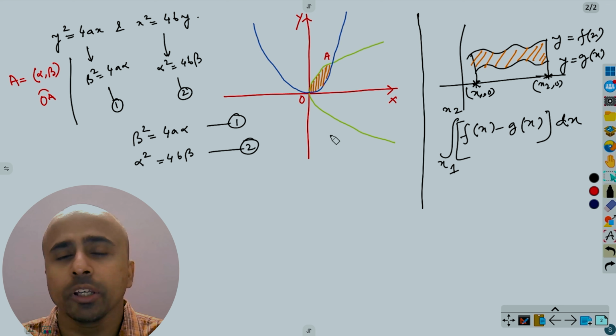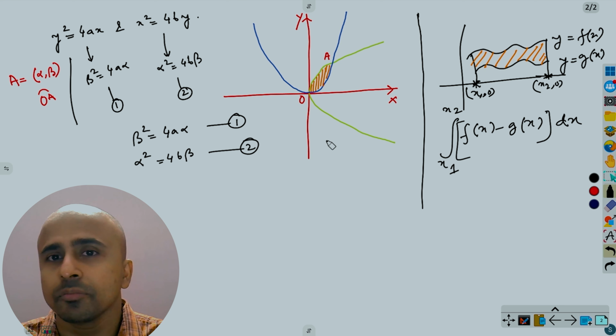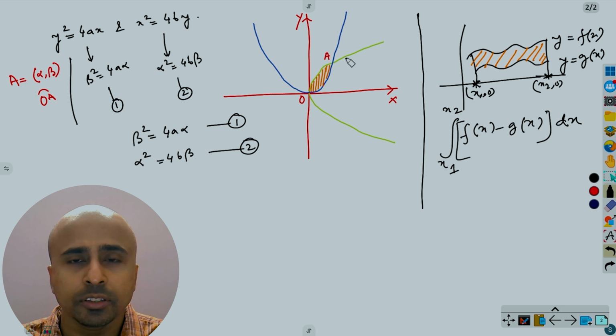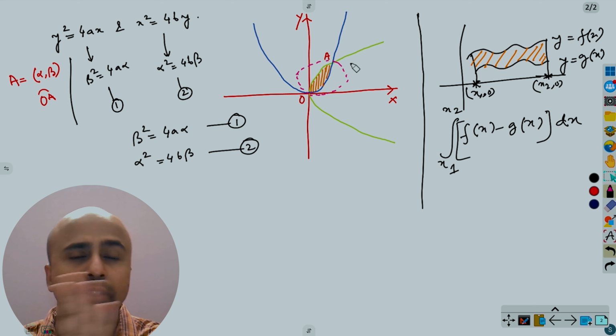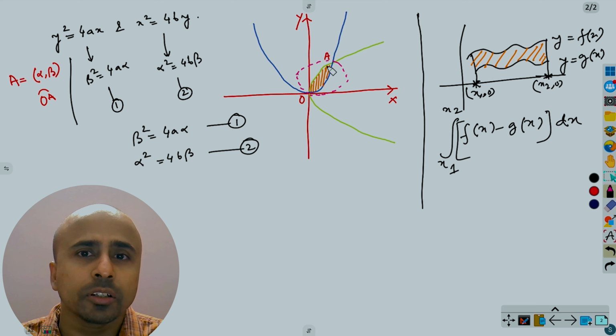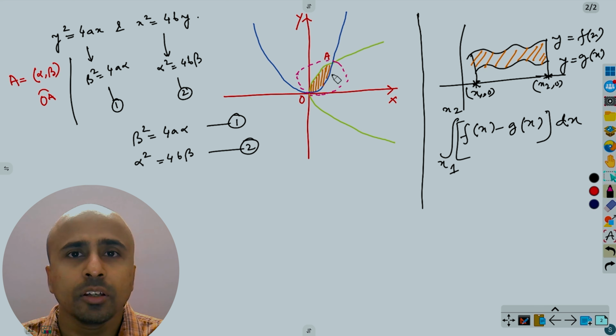So can you tell which one is the upper curve here? The upper curve is this green one, right? You don't have to look at the whole thing, just look at this part. Now forget about the rest of the part. In this part, the green is upper, right? And the blue one is lower.